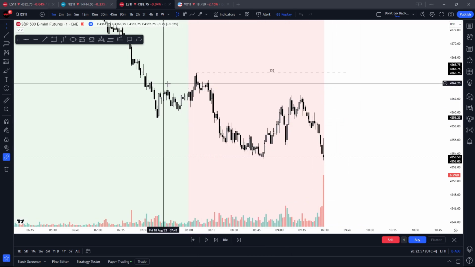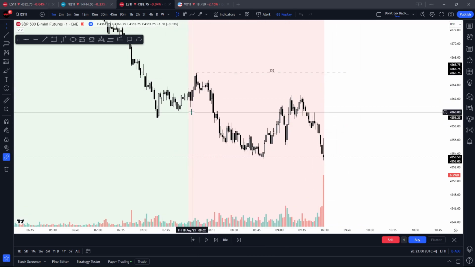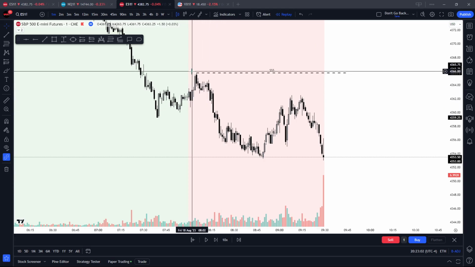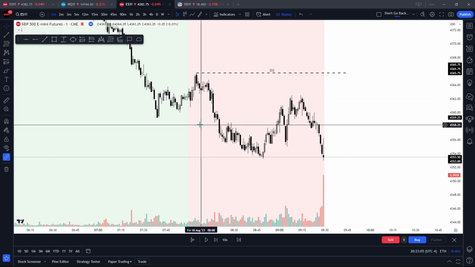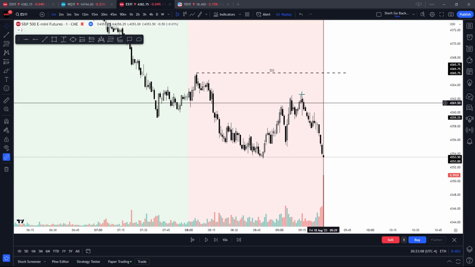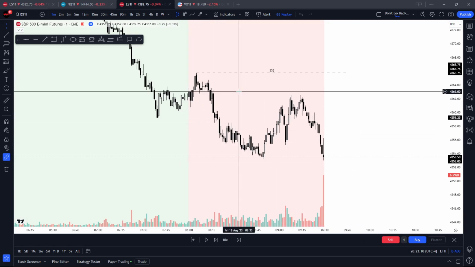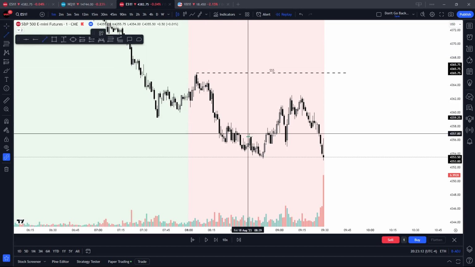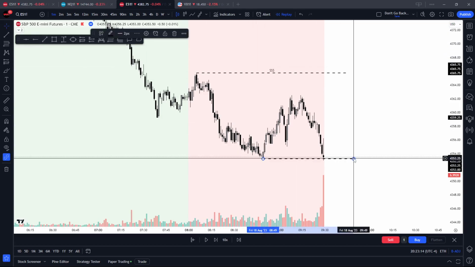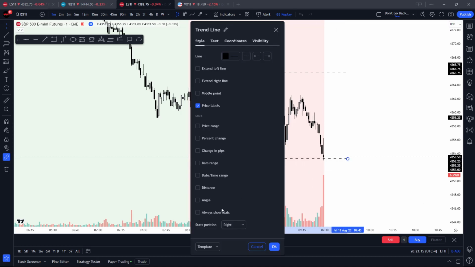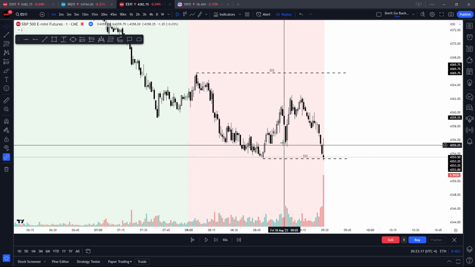Once the green turns to red, it's just a different session kind of starting. But I guess what I'm trying to say is the red is when I start to look for trades. Okay, but generally waiting till the open is going to be smarter. Okay, so marking out these highs and the lows.